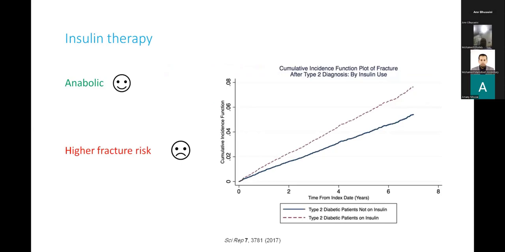For insulin therapy, insulin generally is known to be anabolic for bone formation, and this is confirmed by the low peak bone mass in type 1 diabetic patients because of insulin deficiency. And insulin users usually have a long history of diabetes and lots of diabetic complications, and they will increase the risk of fracture associated with its use.